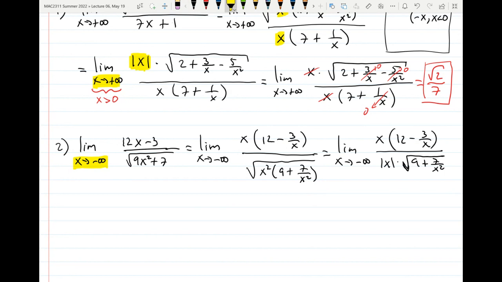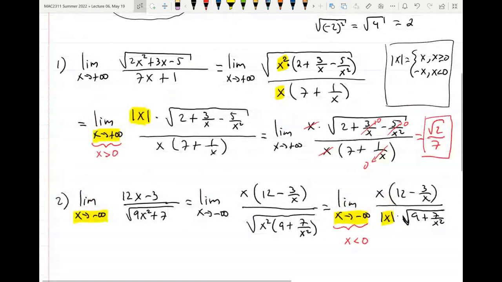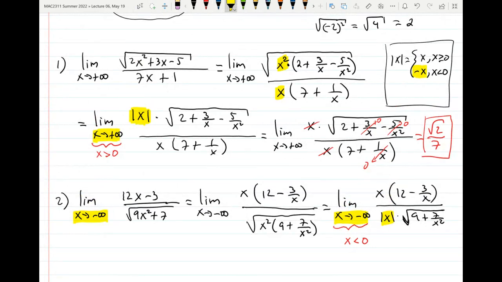Okay, so now this time we want to eliminate the absolute value, but for that we need to know what's going on with x. Is it positive or negative? Well, this limit is as x approaches negative infinity. So in particular, this tells you that x is less than 0. Therefore, if we eliminate the absolute value, what do we need to do? We have to put a negative, right? Because when x is negative, the absolute value of x equals negative x.